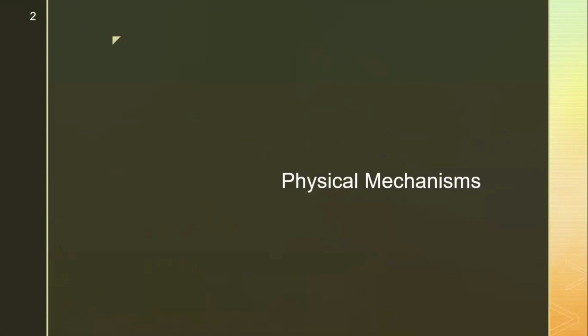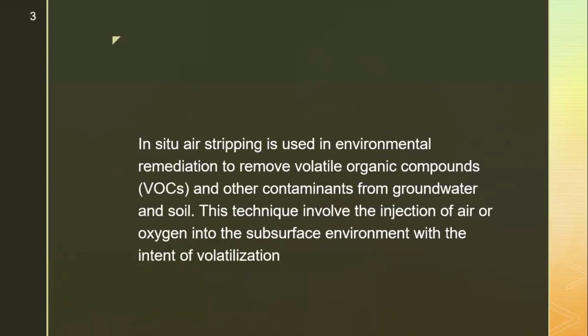For the first part of this presentation, we'll talk about the physical mechanisms, which describe the principal and crucial physical mechanisms by which the remediation method works. In situ air stripping is a remediation technique designed to eliminate volatile organic compounds, or VOCs, and other contaminants from groundwater and soil without the need for excavation. It is particularly suitable for removing volatile contaminants like gasoline, diesel fuel, and chlorinated solvents, and it can be applied in diverse site conditions, often complementing other remediation techniques to achieve comprehensive cleanup of contaminated sites.